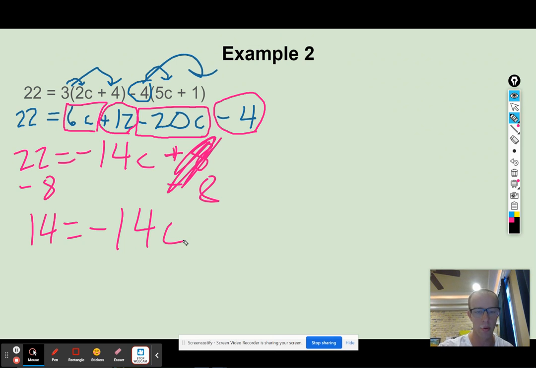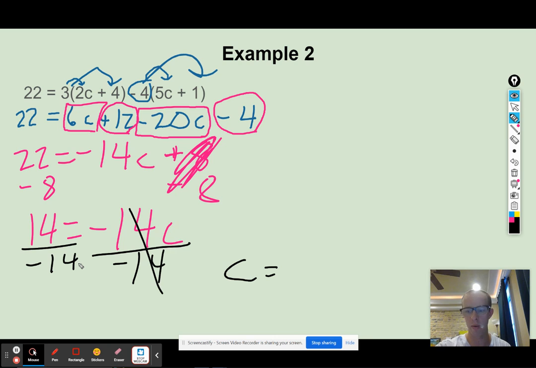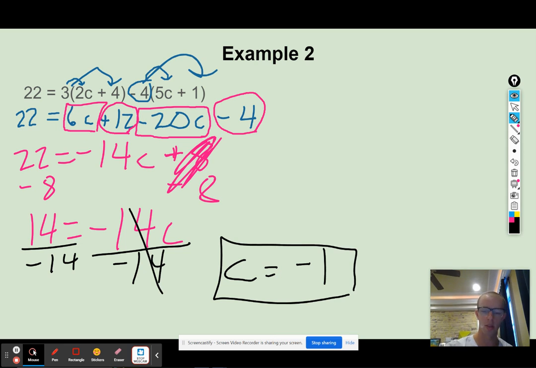I got to get this c by itself. To get rid of multiplication, I divide each side by negative 14. These cancel. I'm left with c by itself. 14 divided by negative 14. Well, let's do our sign first. A positive divided by a negative is a negative, so I know it's a negative number. And 14 divided by 14 is 1. So the answer here is c is equal to negative 1.